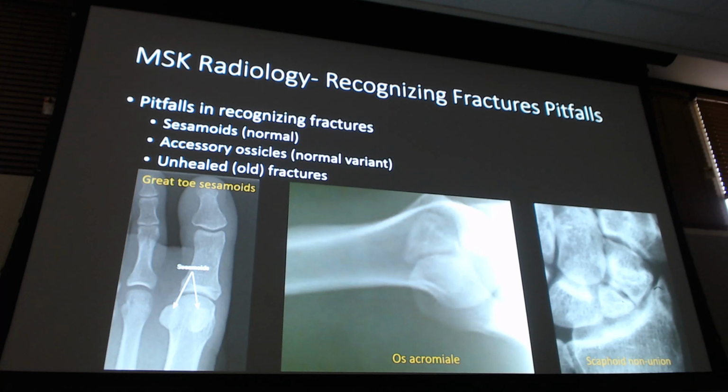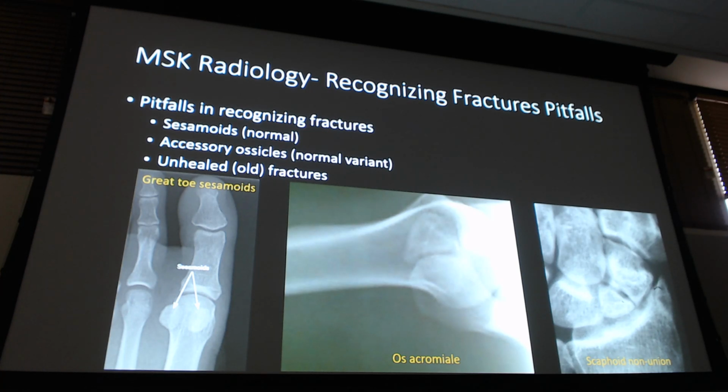All right, and then this one here, we'll talk more about non-unions later. This is a scaphoid fracture that did not heal back together. So how do I know it's a non-union? Well, one of the things I can look at, it almost looks like two separate bones. I have two full cortices all the way around both pieces here.